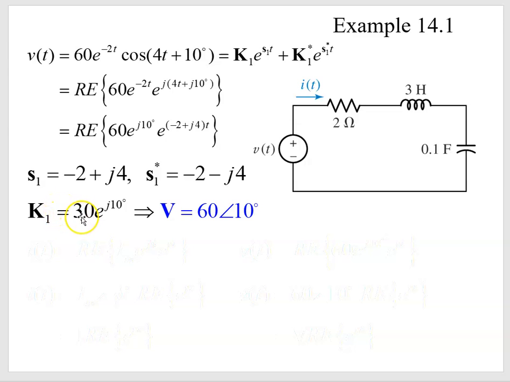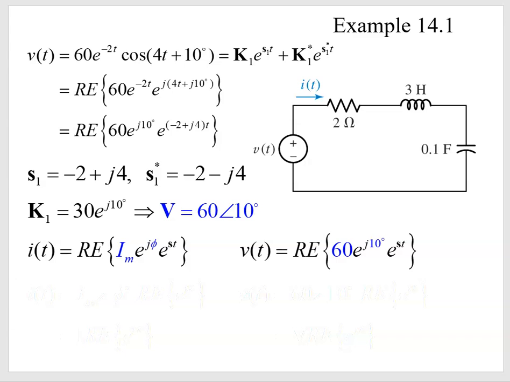If we just look at K1, that's our 30 e to the j theta. That j theta of 10 degrees is associated with the positive 4 radians per second. Our voltage phasor then is 60 angle 10 degrees. So we can write that, instead of complex exponential form, in this easy phasor notation to make it look easier. Our current then is the real part. What we need to find is our Im and our phi. We have the e to the st, and our voltage is the real part of 60 e to the j 10 degrees e to the st.